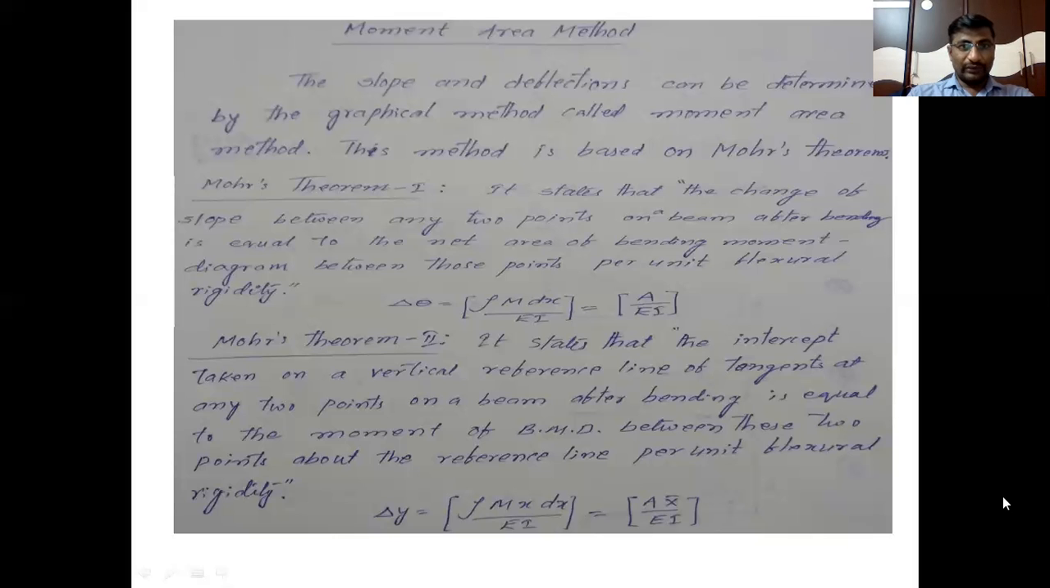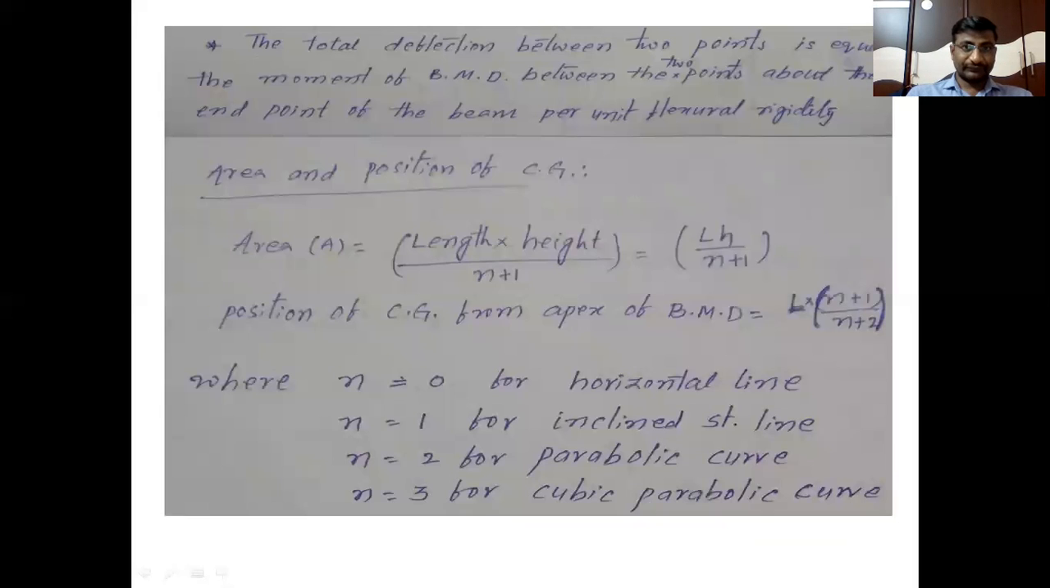So in these two theorems, we should know the area of the bending moment diagram for a given beam. So if you are able to draw the bending moment diagram, then we can find the slope and deflections at any point of the beam by this method, the moment area method.